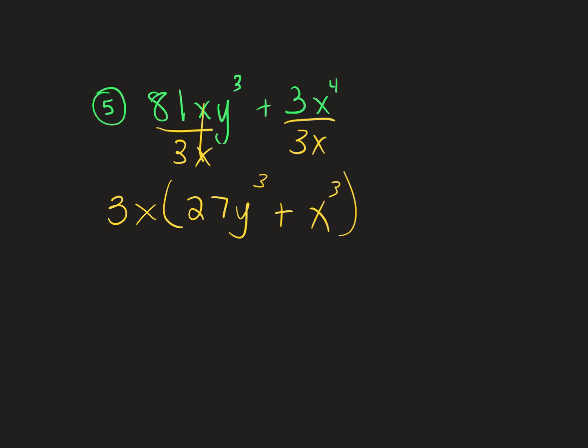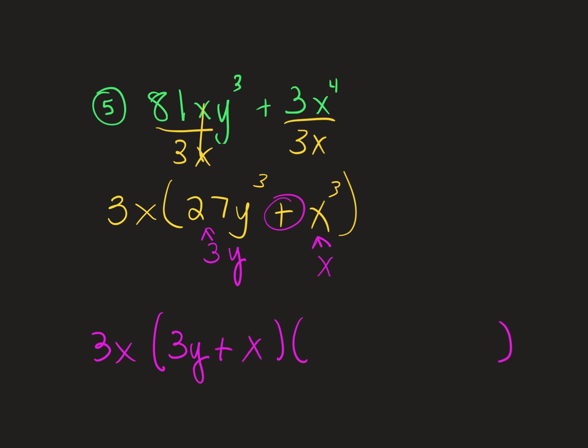Let's look. What times what could give me 27? Well, that would be 3. What times what would give me y to the 3rd power? That would be y. And then what times what would give me x to the 3rd power? That would be x. So this actually is a perfect cube pattern. So I have my 3x out in front, and my perfect cube pattern, the first parenthesis is a, whatever the sign is, plus b. So it would be 3y plus x. And then my pattern inside is a squared minus ab plus b squared.